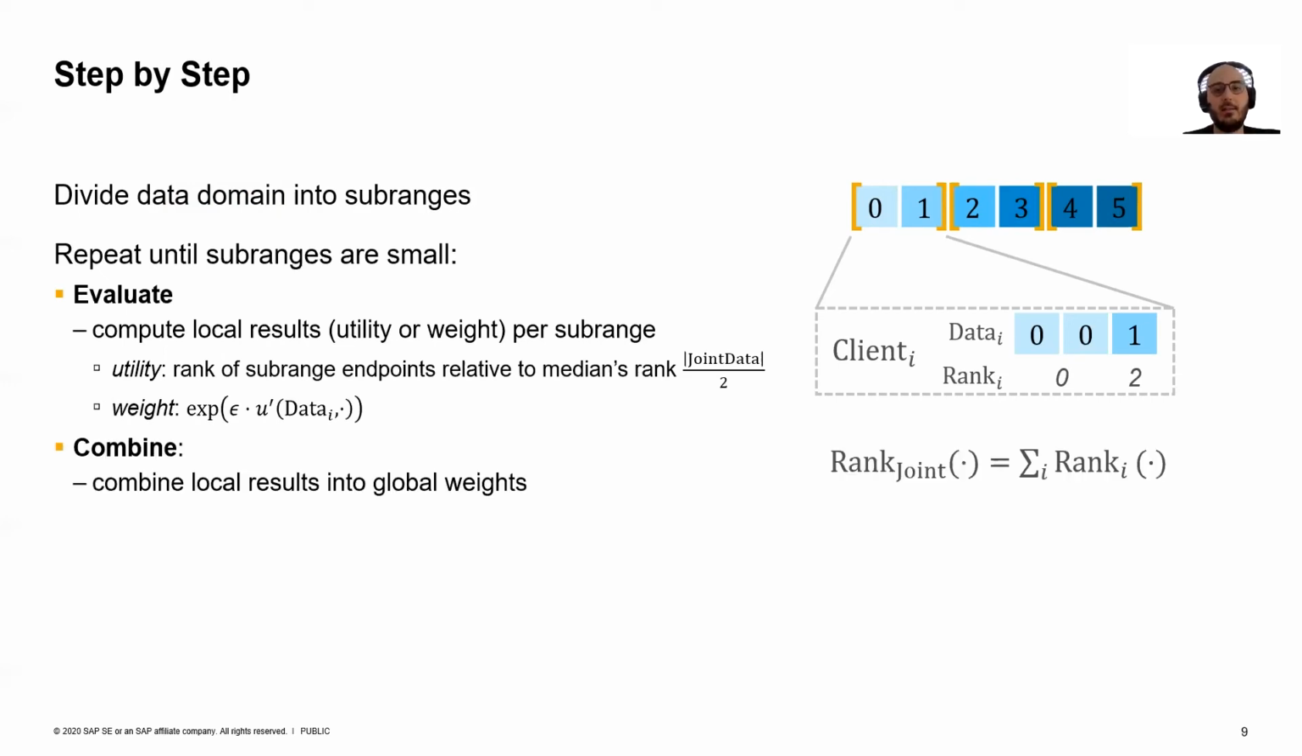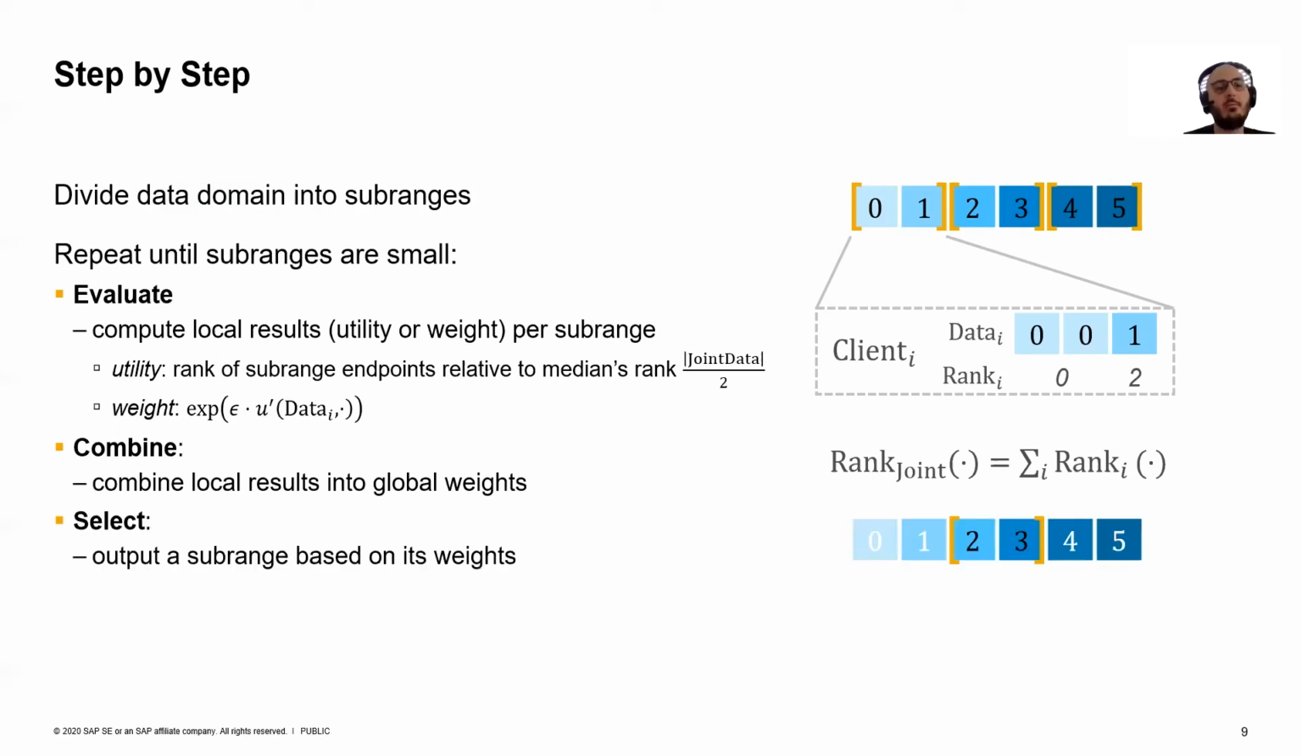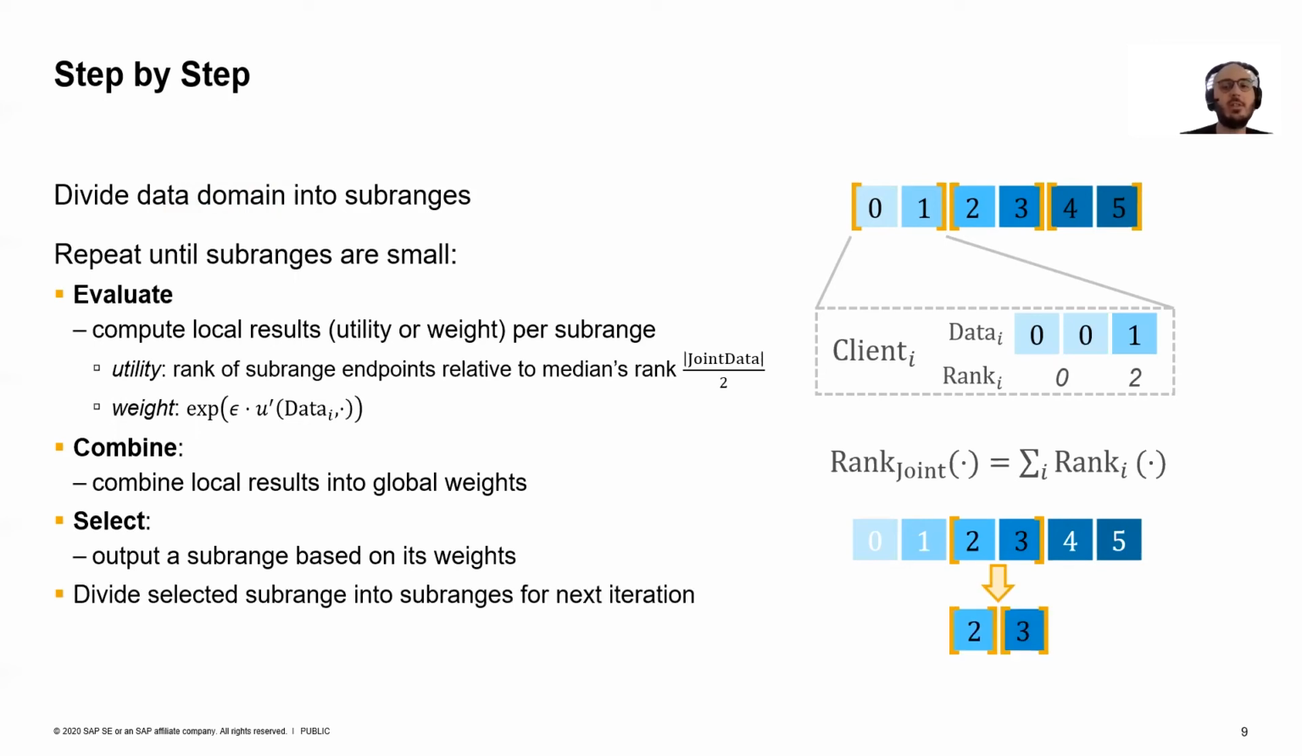We combine these rank computations, recall they're simply counts, by adding them together, and then we select an output based on the weights we computed. This is done by inverse transform sampling and binary search. I refer to the paper for details. We use the selected subrange. We subdivide it again for the next iteration. And finally, in the last step, we output a random element from the last subrange.